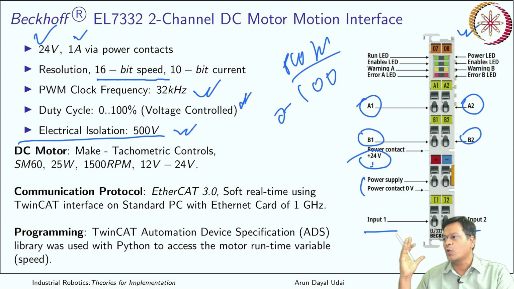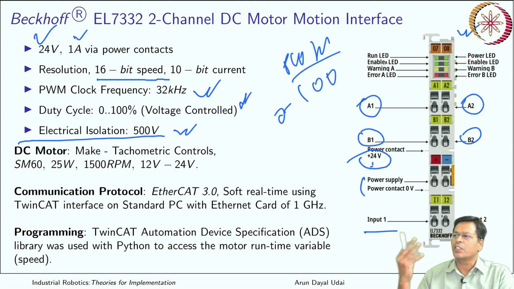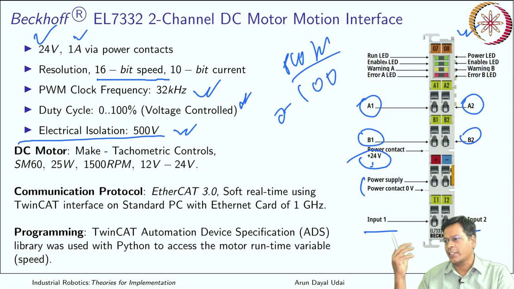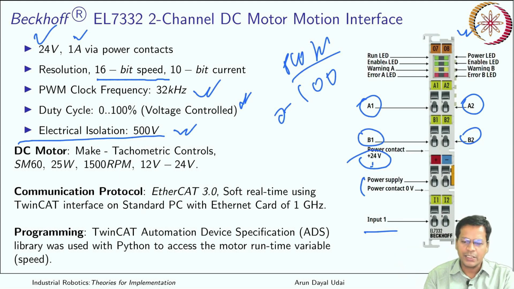So you can imagine you won't feel the switching on and off of your PWM cycle, right? If you switch on and off at a very small frequency, you will hear a hum in your motor, that noise will come. So with such a high frequency, there is no noise, with such good precision. So this is what is an industrial DC motor motion interface. It is known as a motion interface.